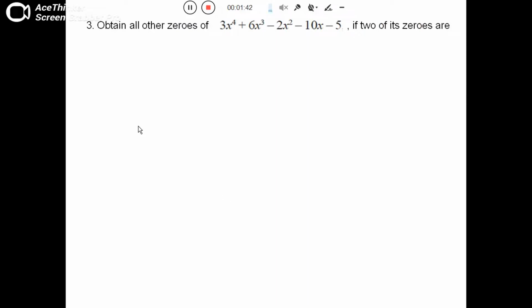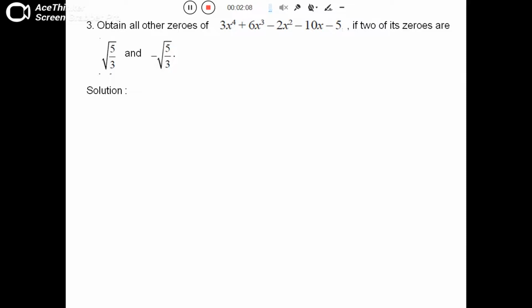Question number 3. Obtain all the zeros of 3x raised 4 plus 6x cube minus 2x square minus 10x minus 5, if two of its zeros are given: root 5 by 3 and minus root 5 by 3. This is given in the question.